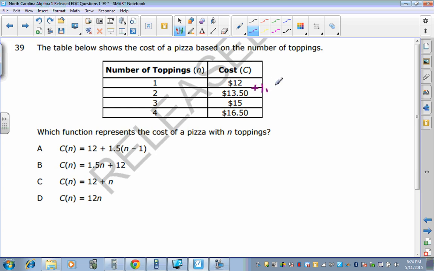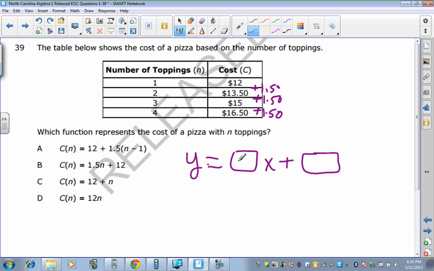That's going up $1.50, $1.50, $1.50. Is that arithmetic or geometric? You're right, that's arithmetic. Okay, and there are two ways that you can do this. First of all, you can do y equal to mx plus b, and we just found out that m was $1.50. In other words, every time you add a topping, they're increasing the price $1.50.